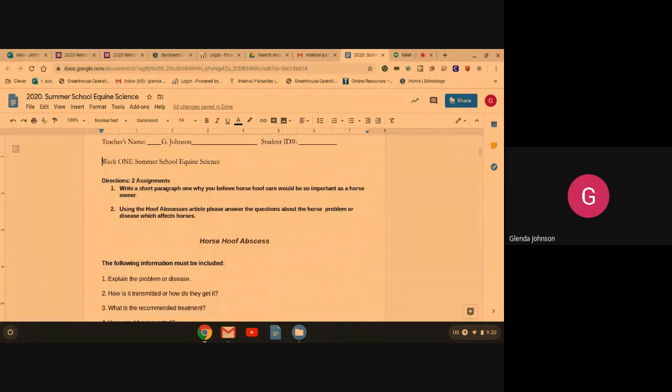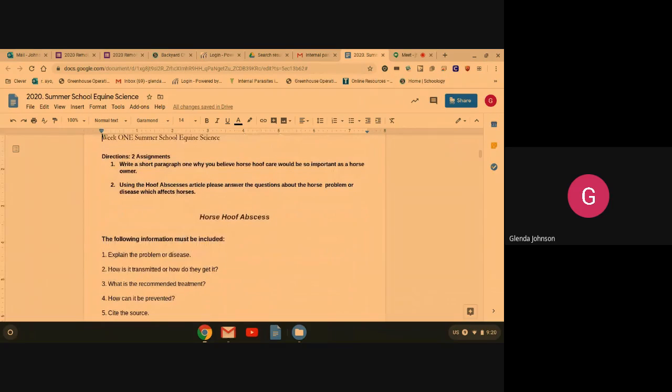Week one is really about why a horse's hooves are really important. I would like for you to think about that. Maybe you could do the first paragraph after you read about a horse disease, a hoof disease. We want you to write a short paragraph about why you believe that horses' hoof care is really important as a horse owner.